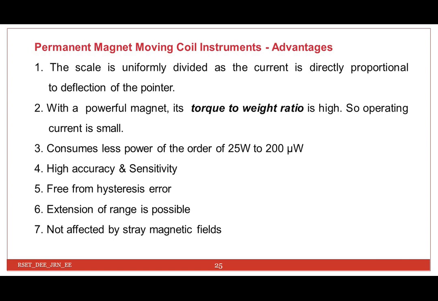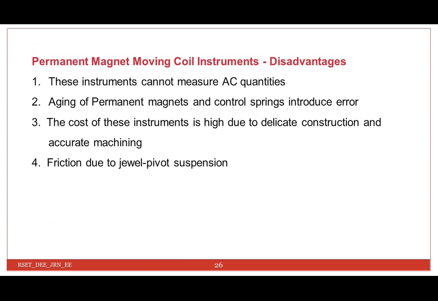Now there are several advantages. The scale is uniformly divided as theta is directly proportional to I. With a powerful magnet, its torque to weight ratio is high. So the operating current is small. Consumes less power, of the order of 25 watts to 200 microwatts. High accuracy and sensitivity. Free from hysteresis error. Extension of range is possible, which you will be studying. Not affected by stray magnetic field. Also very important.